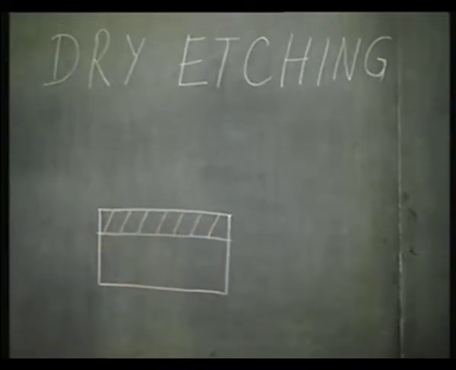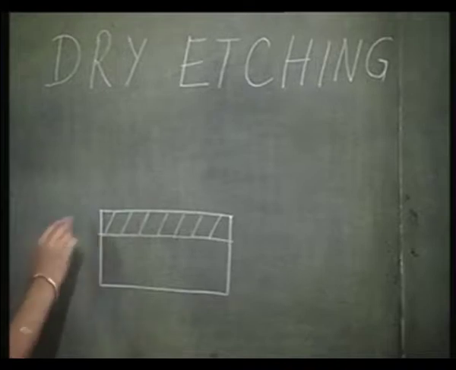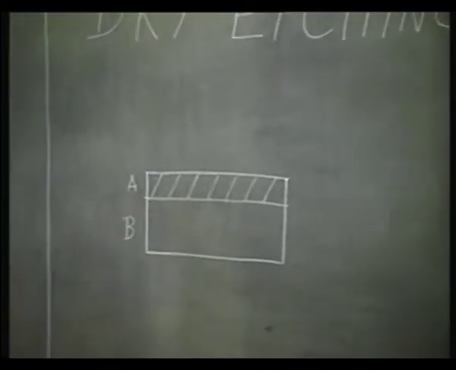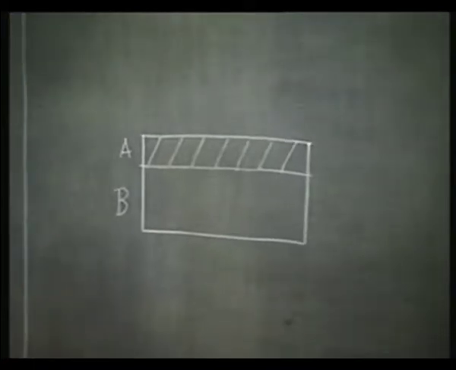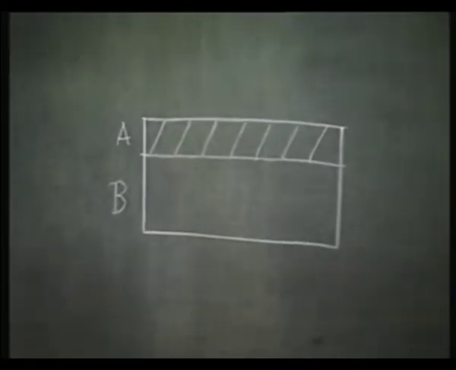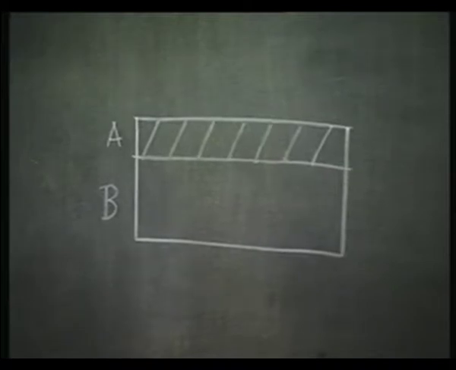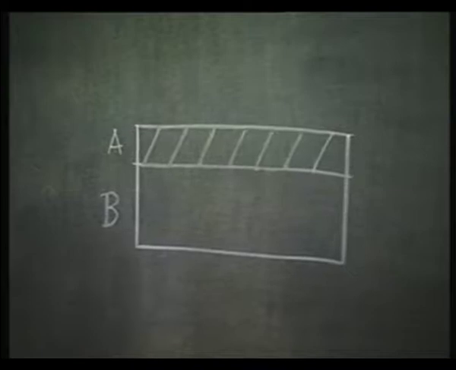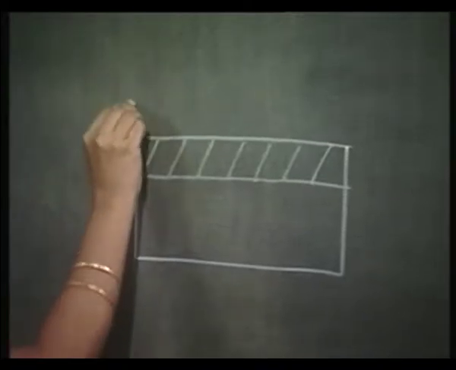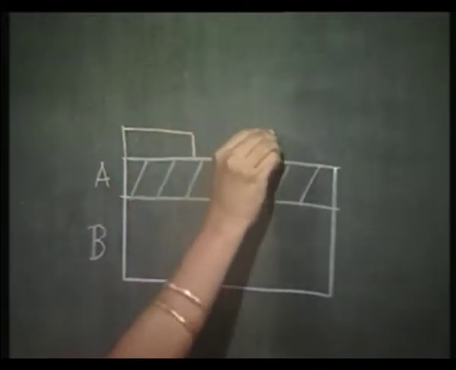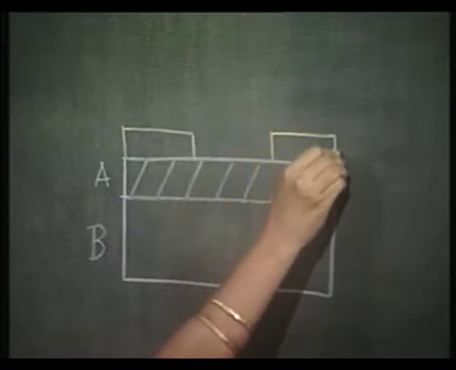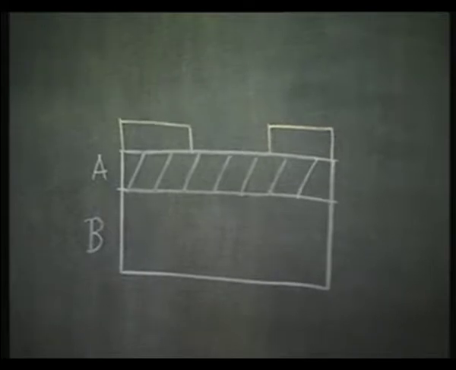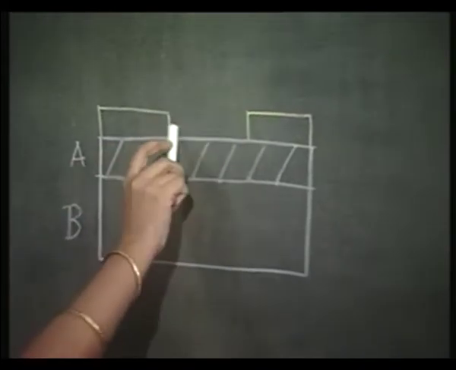The shaded region is a material, let us call it A, and the rest of the portion is another material called B. It can be silicon dioxide on silicon, it can be silicon nitride on silicon, it can be aluminum on silicon, it can be anything. Anyway, the point is that I have a certain area on the top surface masked and I want to etch only through this opening.